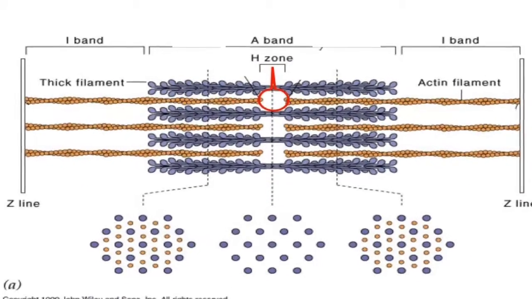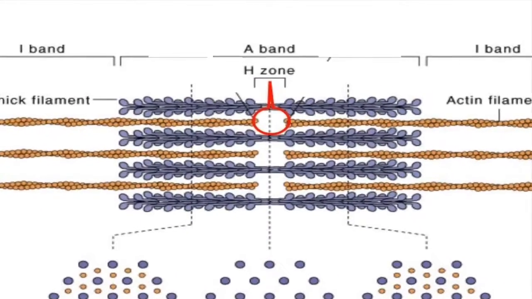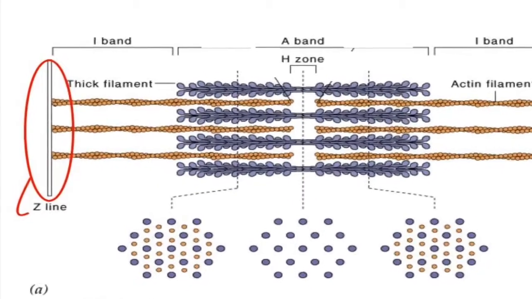The H-zone is the distance between the ends of the sarcomere, and the Z-disc is the ends of the sarcomere that hold it together.